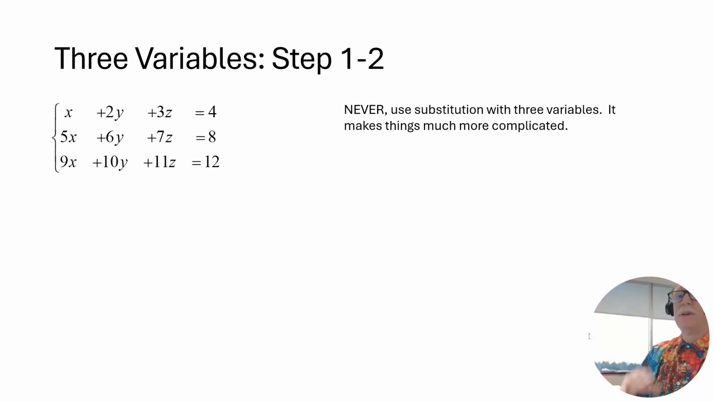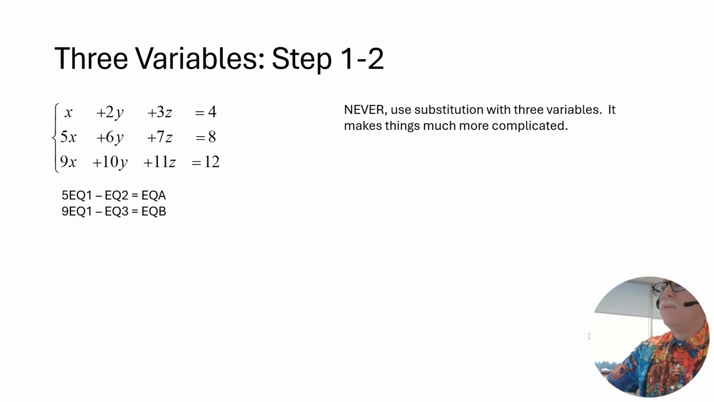All right, so I'm going to proceed exactly like the last example. I'm going to do the elimination method again. I do not like the substitution method, but try it if you want to. So I'm going to multiply the first one by 5 and then by 9 and subtract the second and third equation just like before.